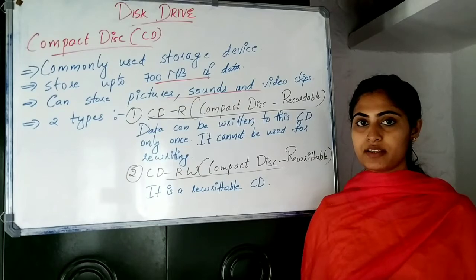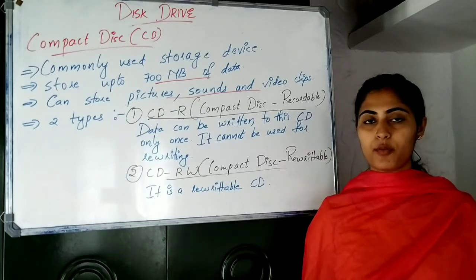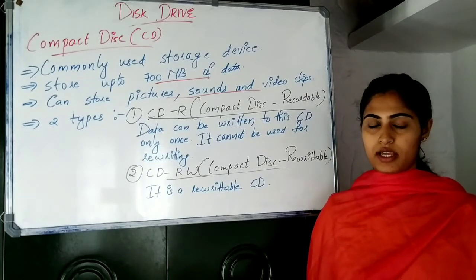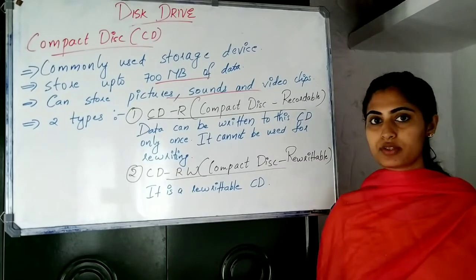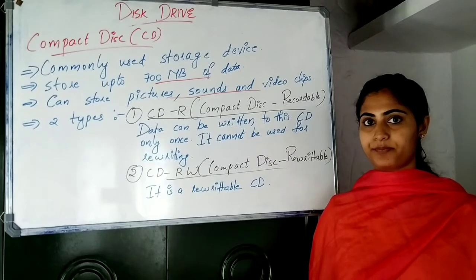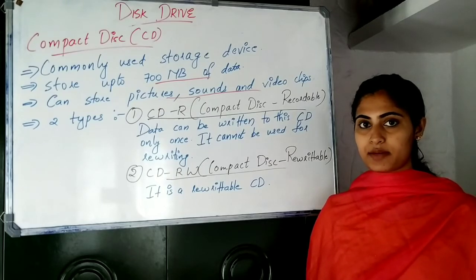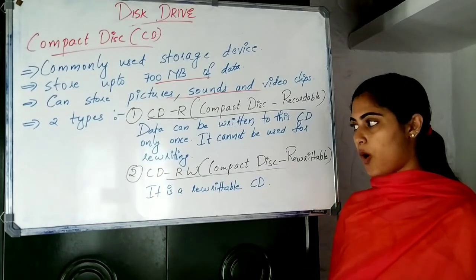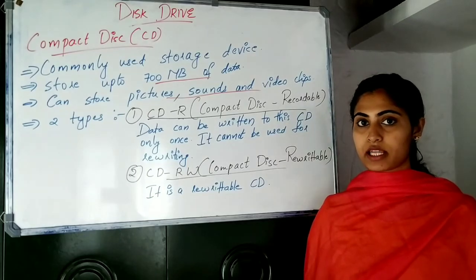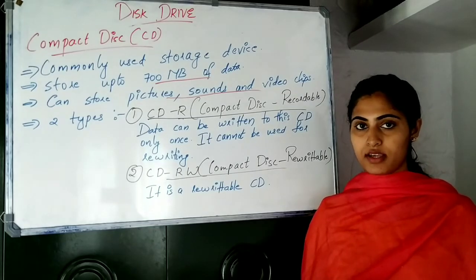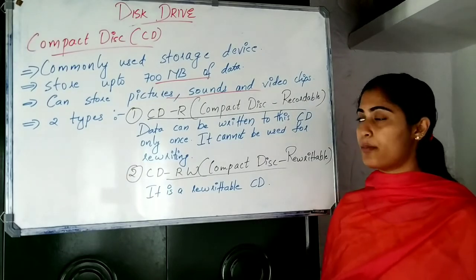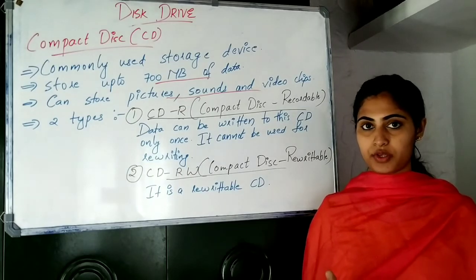The full form of CD is compact disc. Full form of CDR is compact disc recordable. And full form of CDRW is compact disc rewritable. In CDR, data can be written only once. That CD can be used only once. And CDRW is a rewritable CD. We can erase the data that has been stored inside this disk and we can rewrite data once again. Okay, this is about compact disc. You have to study these full forms.